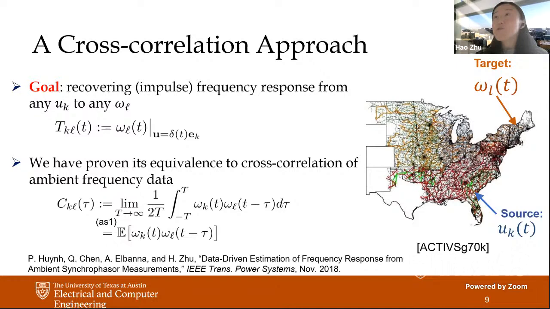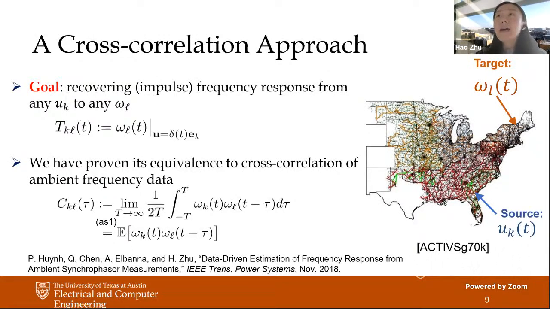Just an interesting fact: this disturbance won't affect Texas, because the ERCOT system is not connected synchronously to the Eastern Interconnection, since the high voltage DC line would not let the propagation come through. So that's what we're trying to recover, this disturbance response.